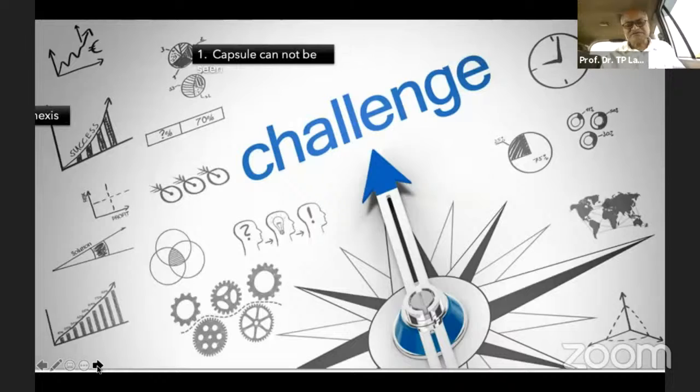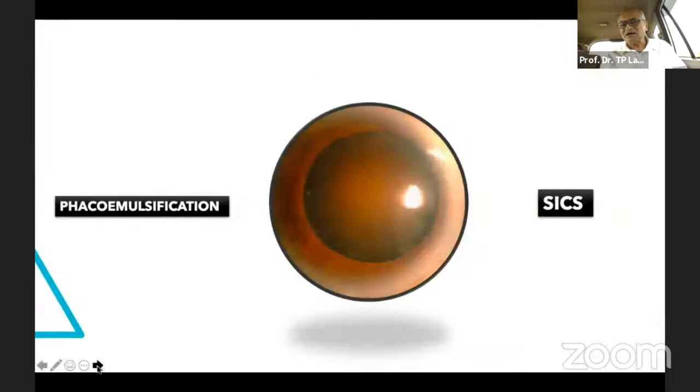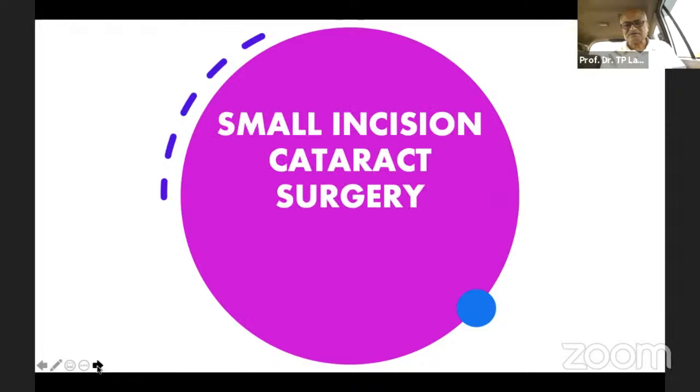Next. So there are the challenges. Now, what are the challenges? The capsule cannot be seen. No glow for the rhexis. Weak zonular support is there. More endothelial damage can happen. A difficult trenching, and all these things are there. Because of that, I think we should now think in this term: phacoemulsification or SICS, what is your choice? So that we'll have to think.